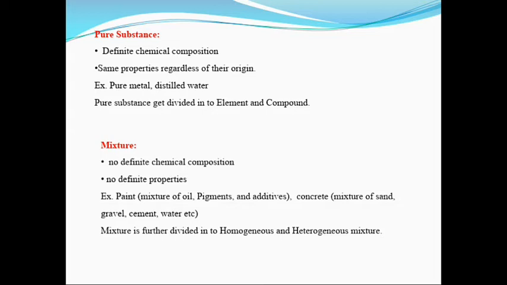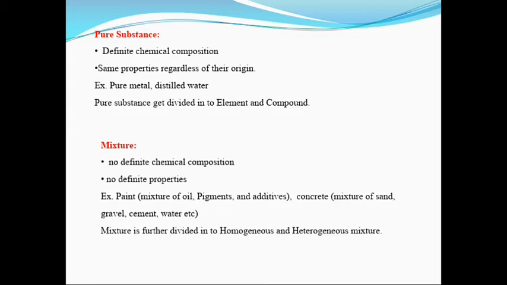The next part, just like a pure substance, the other part will be mixture. So opposite to pure substance, the mixture does not have a definite chemical composition. It does not have a fixed chemical composition. So the chemical composition may vary because it contains two or more different types of substances or elements, so that is why the chemical composition may vary. Okay. Then another, it has no definite properties. The mixture doesn't have definite or fixed properties, just like a pure substance or pure metal.